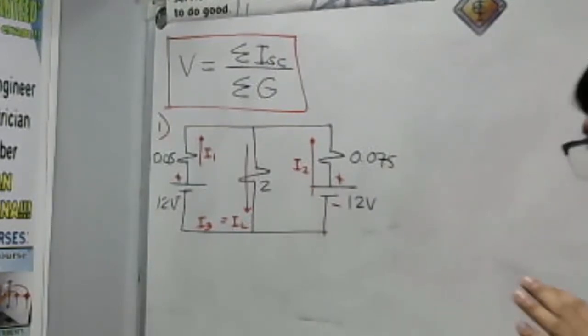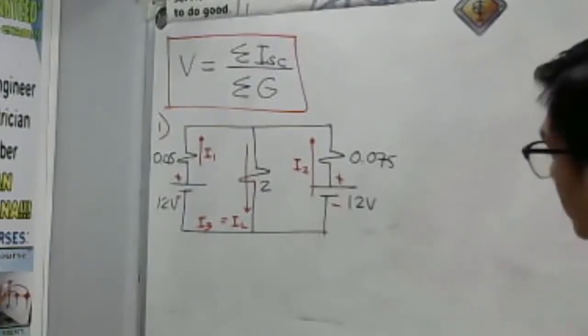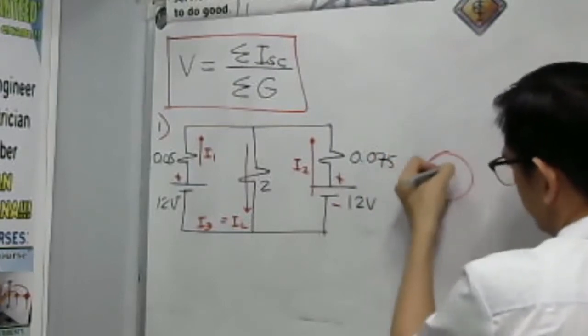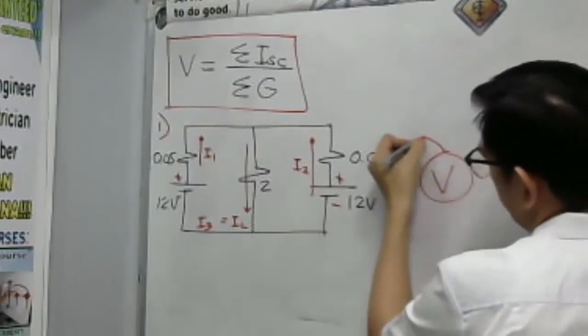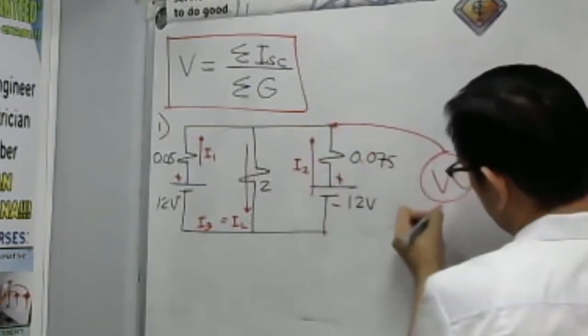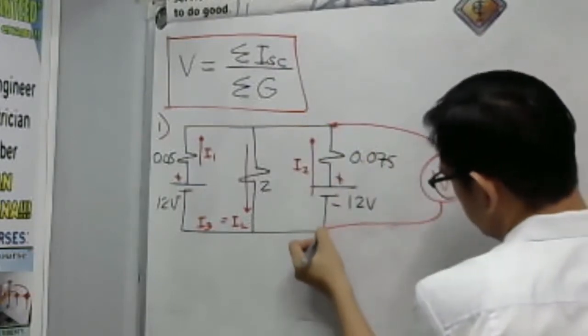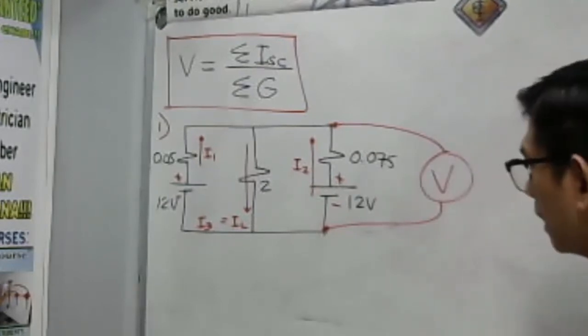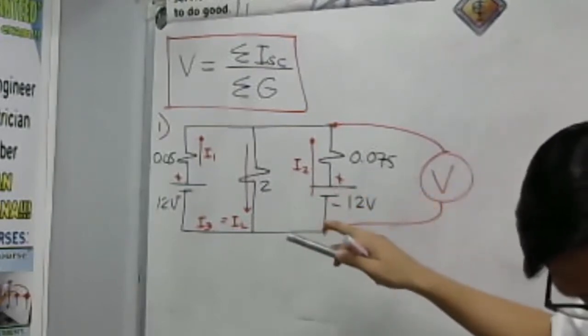Now, let us have our Millman's voltage. This is our Millman's voltage. We have a voltmeter here that will measure the voltage at the two common nodes. Please take note that this is our circuit.